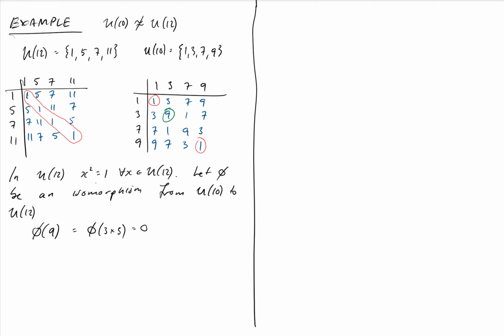Phi of 3 must be equal to phi of 3 if phi is an isomorphism, which has got to be equal to 1 because everything squared is 1 in U of 12. But we've got another square here, which is 1. 1 squared is 1. Phi of 1 also has to map to 1 because it's phi of 1 times 1, which is phi of 1 times phi of 1, which also must equal 1. So no matter what isomorphism we have, phi is not 1 to 1.